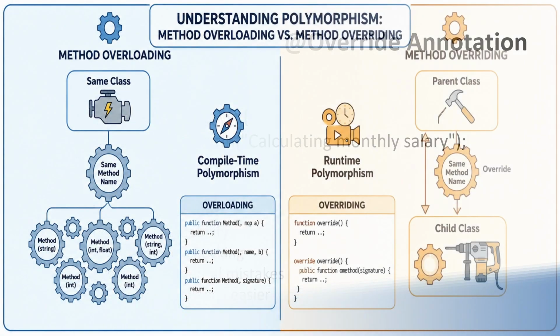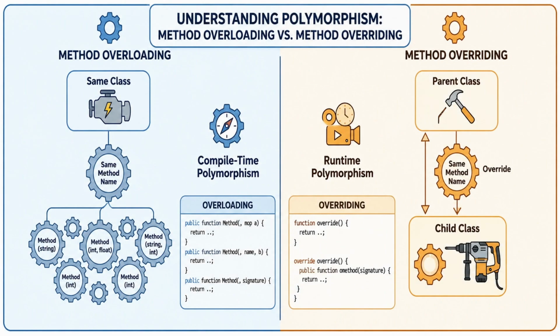Okay. Now let's look at the difference between method overloading and method overriding. Okay, so what is the difference between method overloading and method overriding? Method overloading follows the concept. What is the rule of method overloading? Methods should be defined in the same class. The method name should be same and the signature should be different.